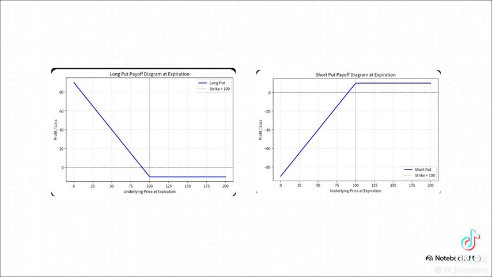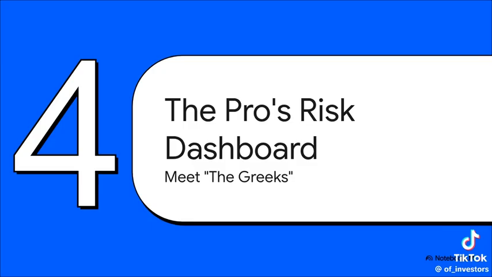They collect that nice premium, but they're exposed to some serious risk if the market suddenly plummets. Okay, those payoff diagrams are fantastic, but they have one limitation. They only show you the picture at the very end, at expiration. But markets move every single second. So to manage risk in real time, the pros use a special set of tools.